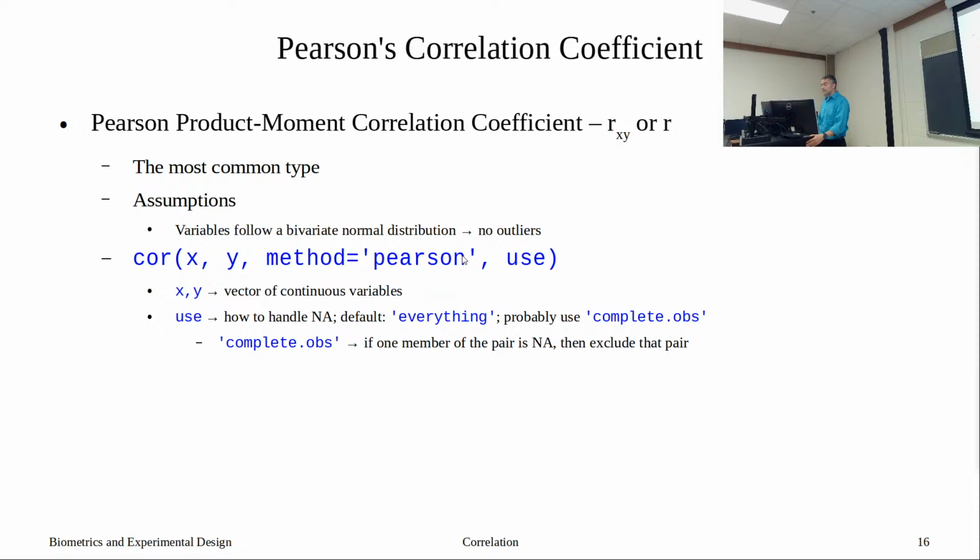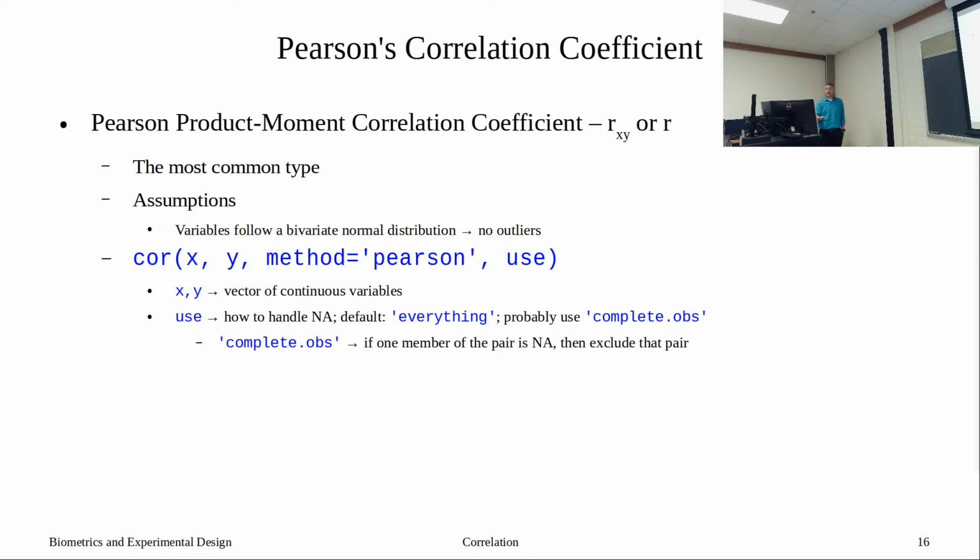Now, there is a catch with this. Sometimes you collect your data, and you are able to measure the data for one of your variables, but not for the other. In this case, you have to tell R how to handle that pair, where you have data for one, but not for the other. What you typically have to do is use complete.obs in parentheses. That means when you calculate this correlation, only use the pairs that have data for both of your variables.